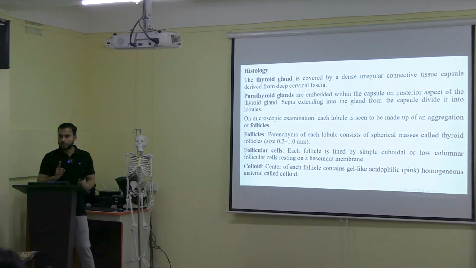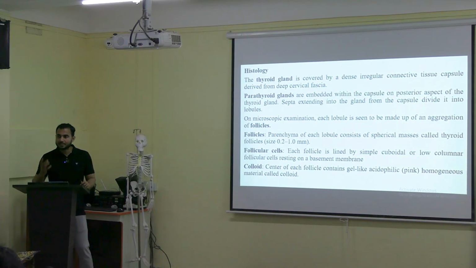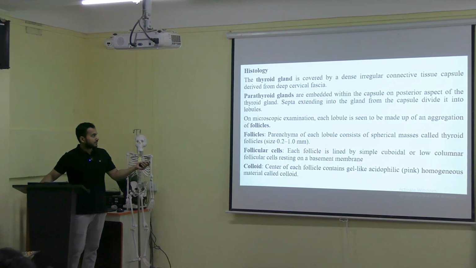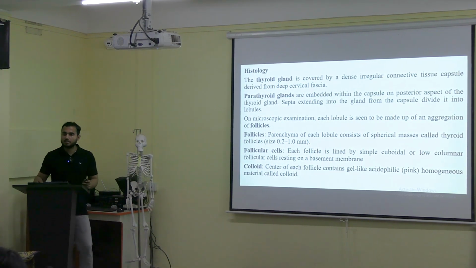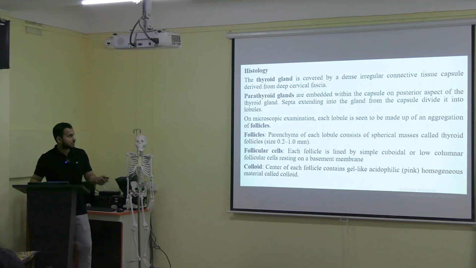If you take one particular lobule, then inside the lobule, what you can see? You can see that it is made up of aggregation of follicles. Next, these follicles are nothing but they are forming the parenchyma of the gland. These follicles.